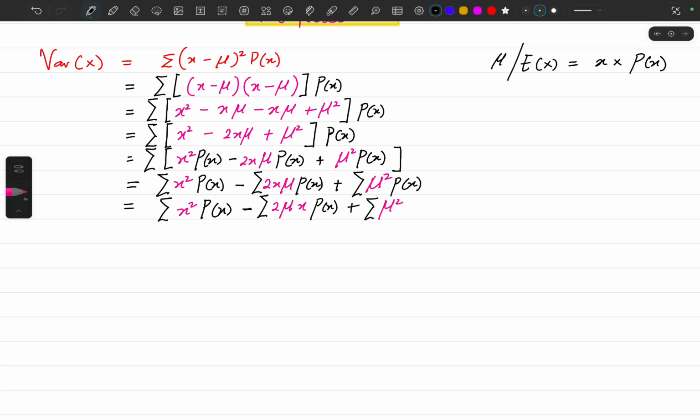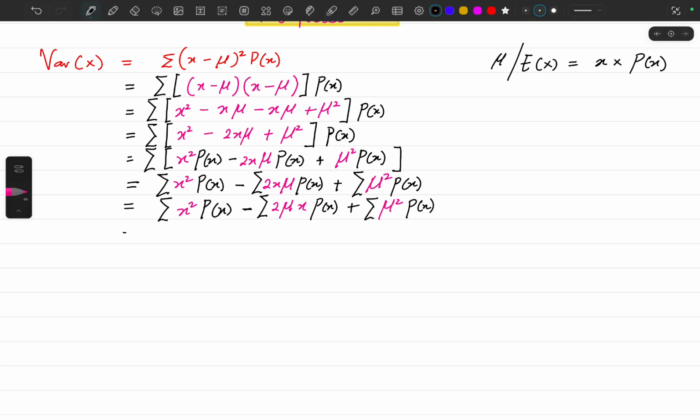Mu square by the probability distribution of x. This is making some sense right now. Okay, so here, what do we do? See here, did you see this? That is mu, or expected value. So I'm just going to put mu because it's kind of easy for me to write mu. So I'm going to put mu.